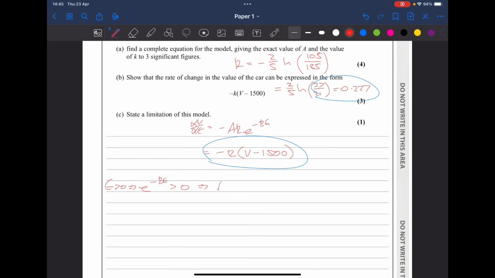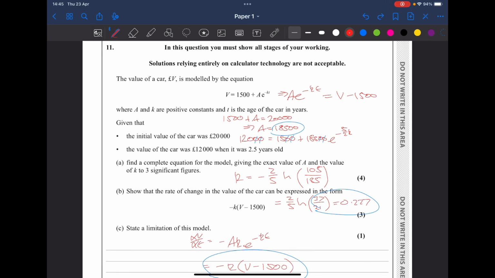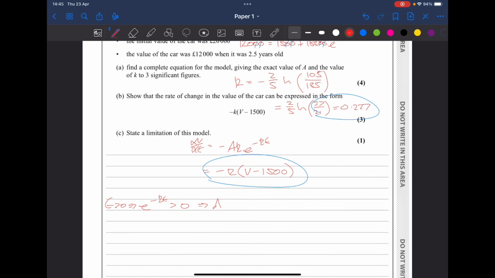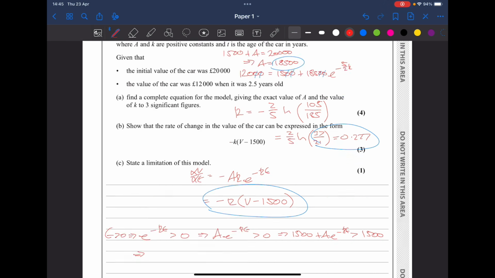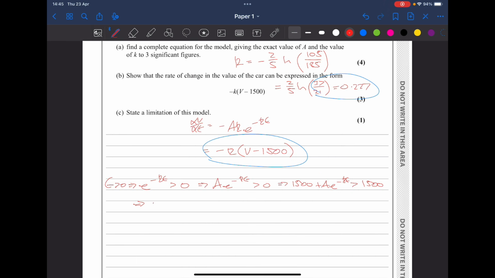So if we times that by whatever a was. Again, not writing in the number for a, it doesn't matter here because it's just going to keep being positive, is the main point. And then if we add on the 1500, we will have 1500 on the right hand side as well. And that is exactly the value of the car at the time. So the value of the car is always going to be above 1500.